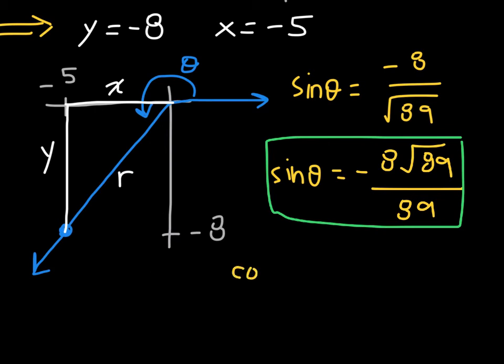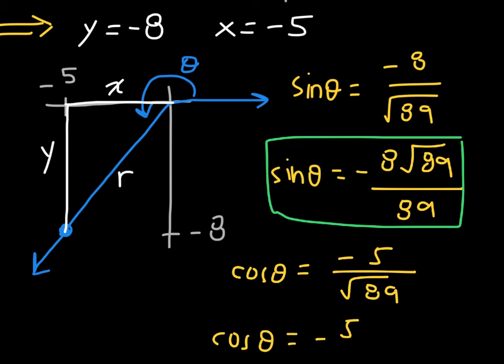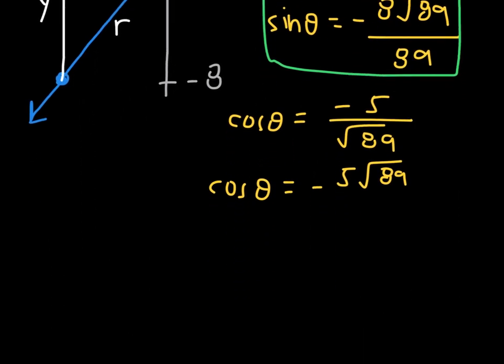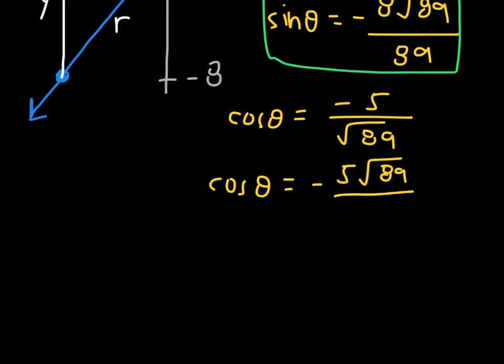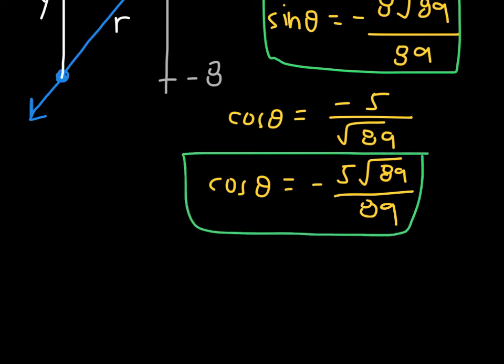Cosine of theta is x over r, so it'll be negative 5 over the square root of 89. Same thing, let's rationalize. The final answer for cosine of theta is negative 5 root 89 over 89. Remember to always simplify your results.